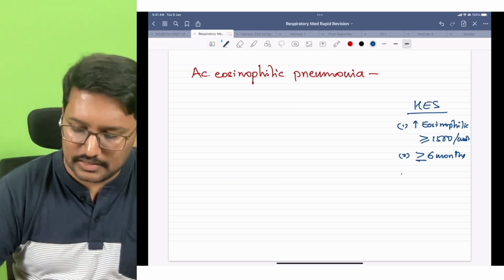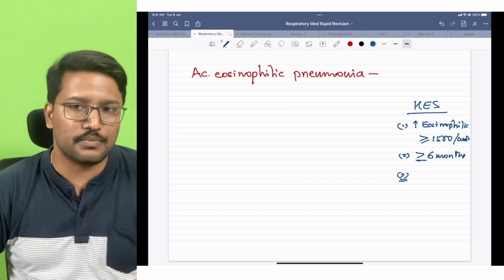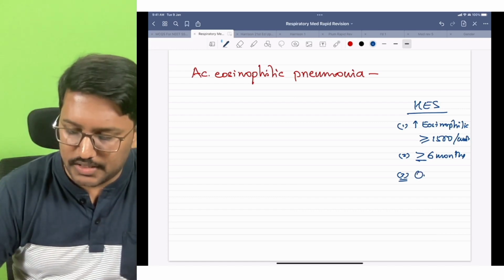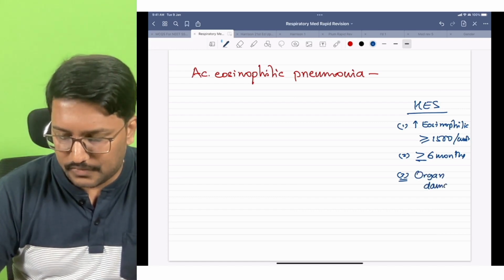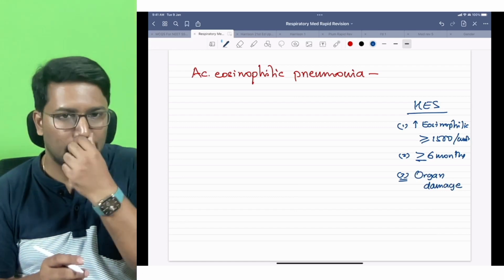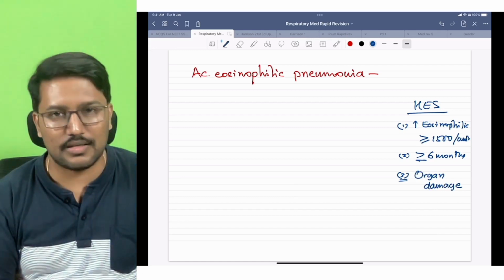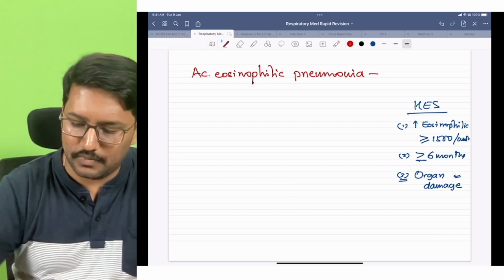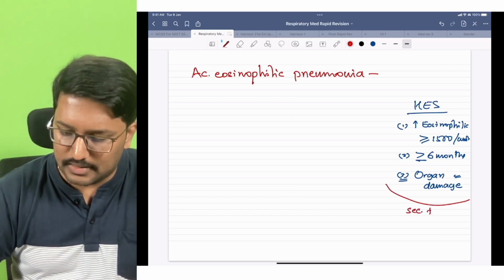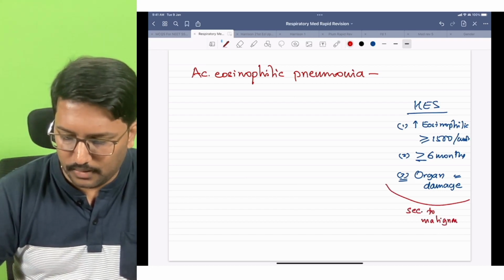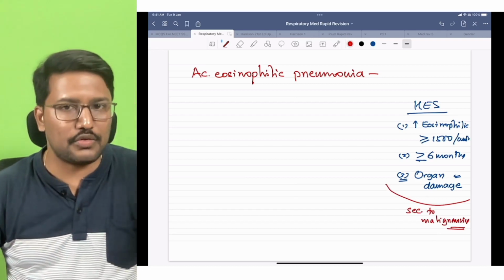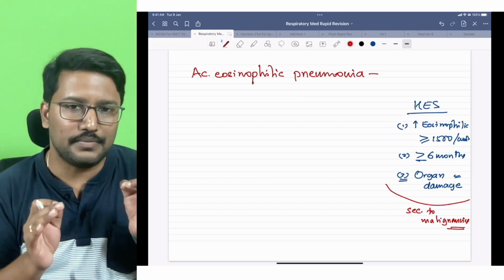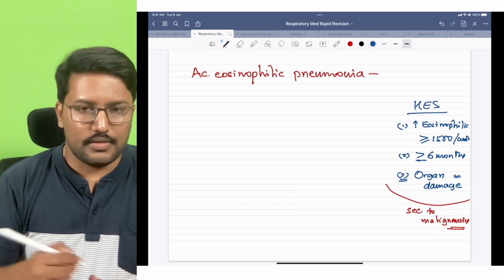The third point you need to know about hypereosinophilic syndromes is that there is organ damage, right? So it's a systemic disease where there is end organ damage in the form of eosinophilic enteritis, eosinophilic pneumonitis, or other eosinophilic organ involvement. And most cases of hypereosinophilic syndrome are secondary to malignancies, right? So that way, acute eosinophilic pneumonia and chronic eosinophilic pneumonias are primarily disorders of the lungs, right? Okay, so that is one point.